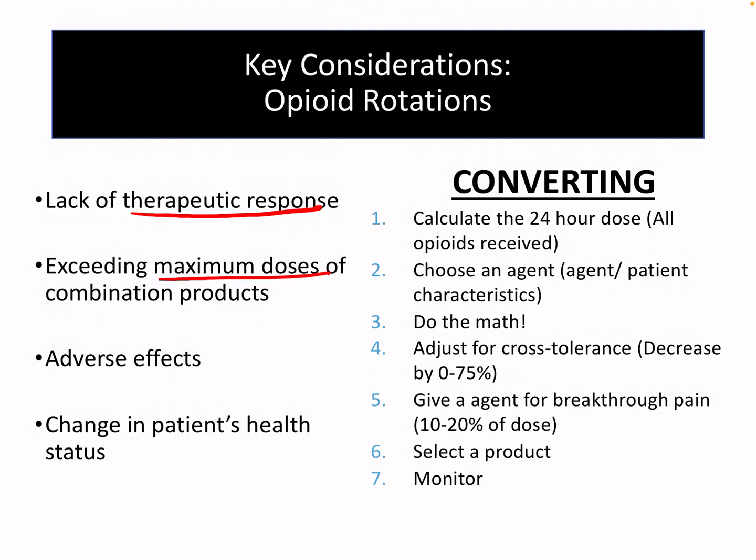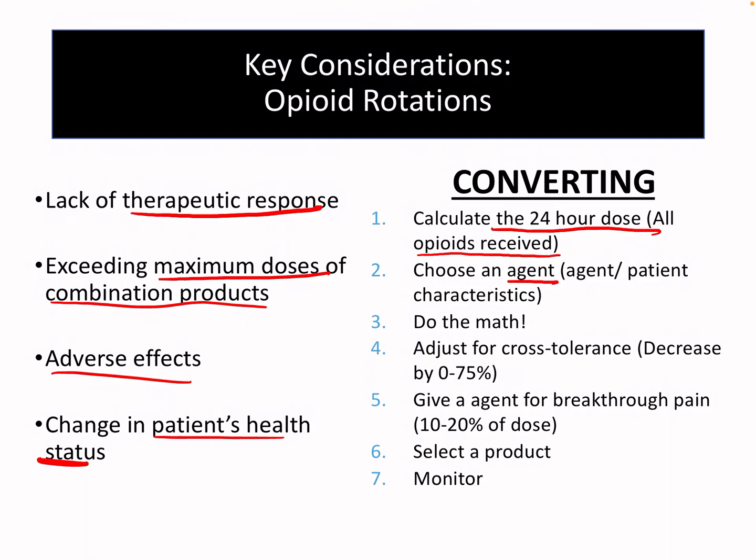Another is if you are exceeding the maximum dose of combination products. So, if you have too much Tylenol, if you're taking something like a Norco that's Tylenol and hydrocodone, sometimes you will want to convert to try to avoid that. Also, adverse effects, and then changes in patient's health status. So sometimes if a patient goes from being able to take things by mouth to needing things either liquid or intravenously.